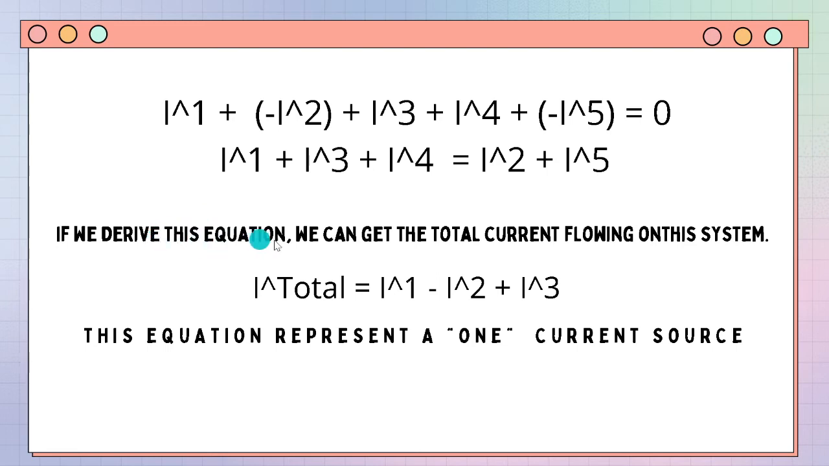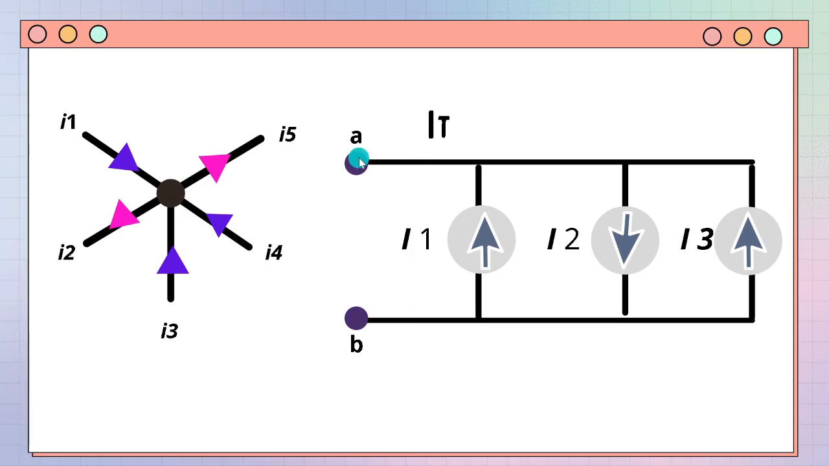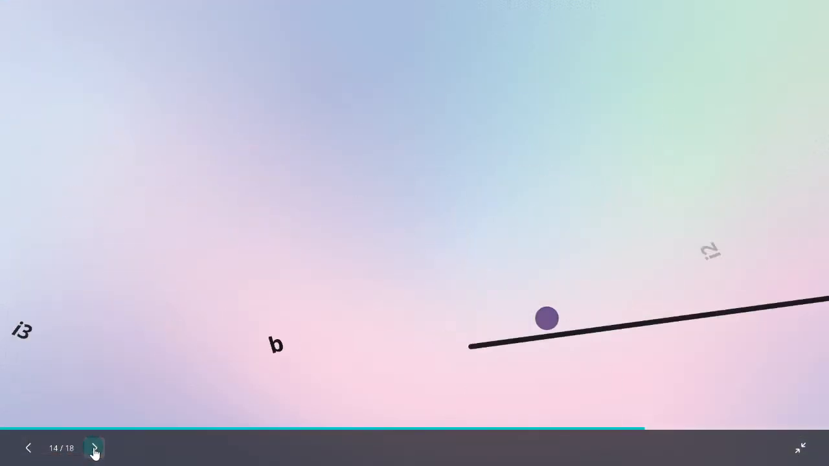And if we derive this equation, we can get the total current flowing in the system. I total is equal to I1 minus I2 plus I3, and this equation represents a one-wholeness for a current source. And from A, 1, 2, and 3, okay? We can actually equate this to the totality of the flowing current in this circuit. Next is the KVL.